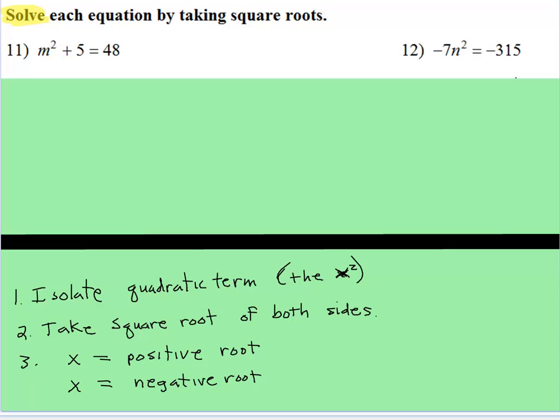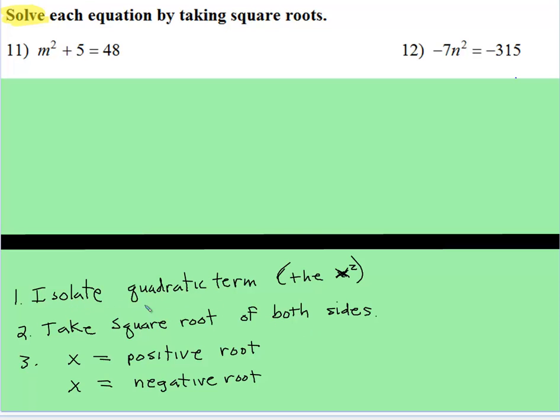I noticed that you guys were struggling with this just a bit. You guys are very close, and I'm showing you two different examples. One where it's an equation with more than one step, or there's more than one term, and one where there's just the quadratic term. Okay, so notice the steps down below.